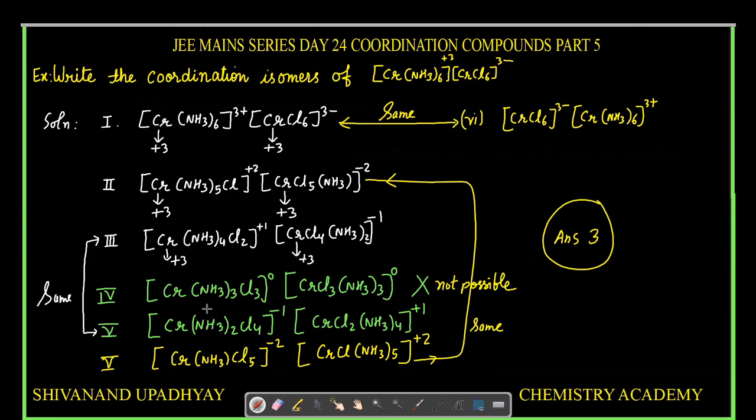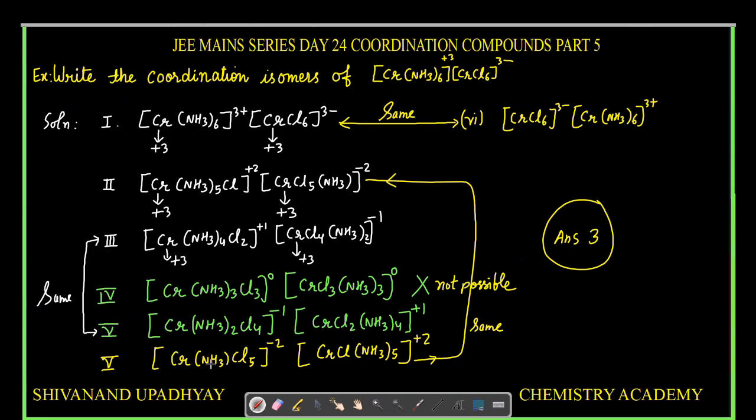Then we go on. Till here we have exchanged 3 ammonia, now this is the 4th ammonia. When the chlorine atoms inside the coordination sphere are 4, definitely here the charge will be -1 and here the charge will become +1. So this is a repetition of the third case. Third and fifth are the same.